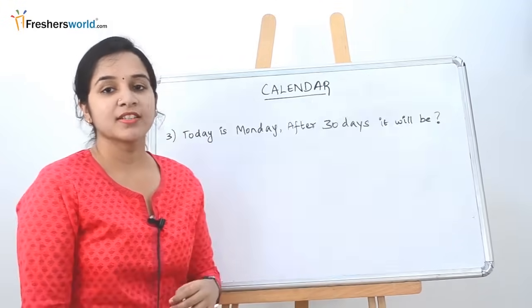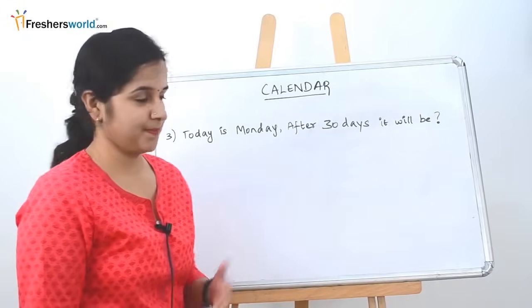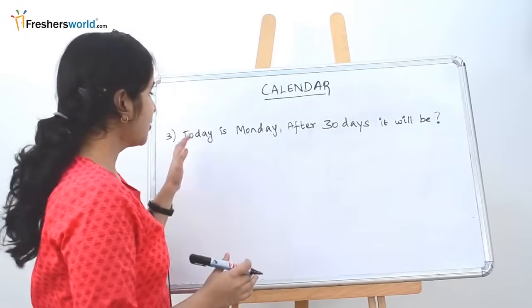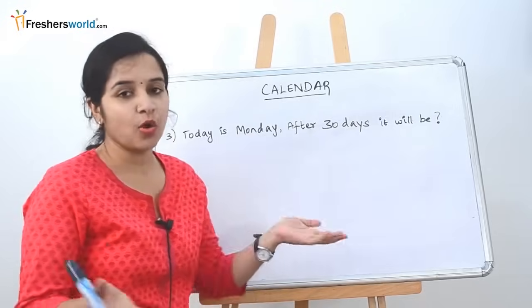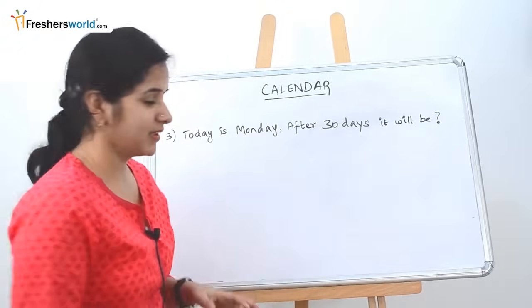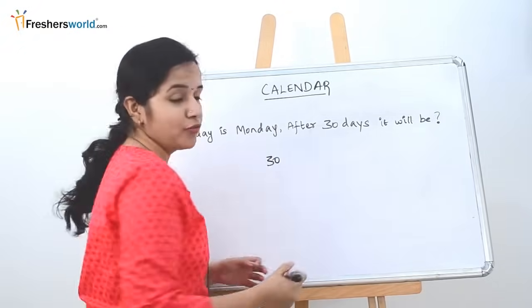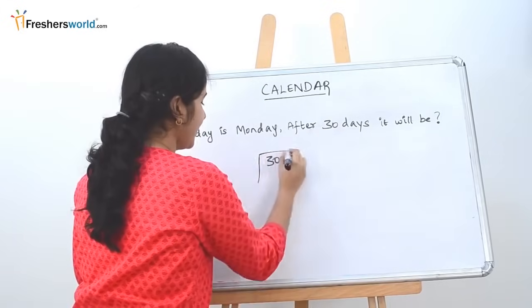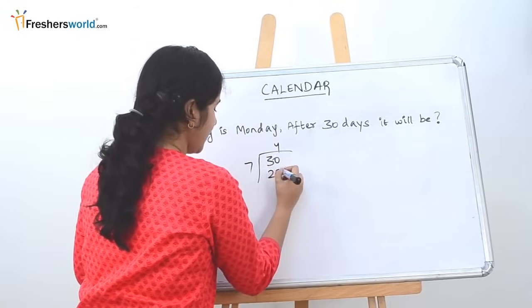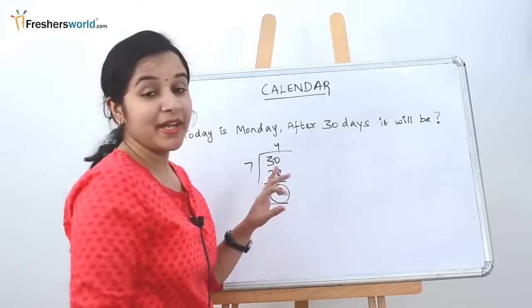Let's solve another sum. The next sum is a very simple one. What is the question? Today is Monday. After 30 days, what day will it be? It's very simple, they have given 30 days. You know how to find a day. It's nothing but dividing by 7. 7 4s are 28, so the remainder is 2.